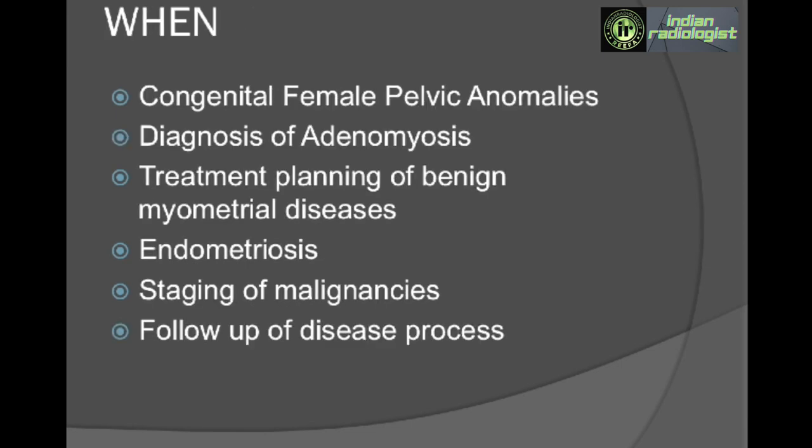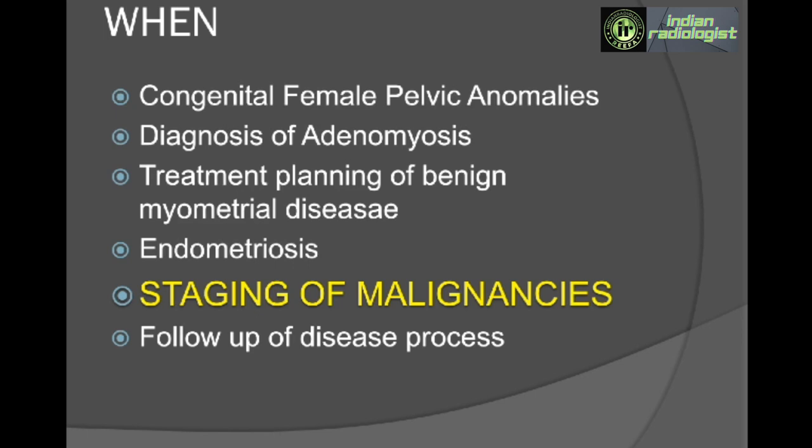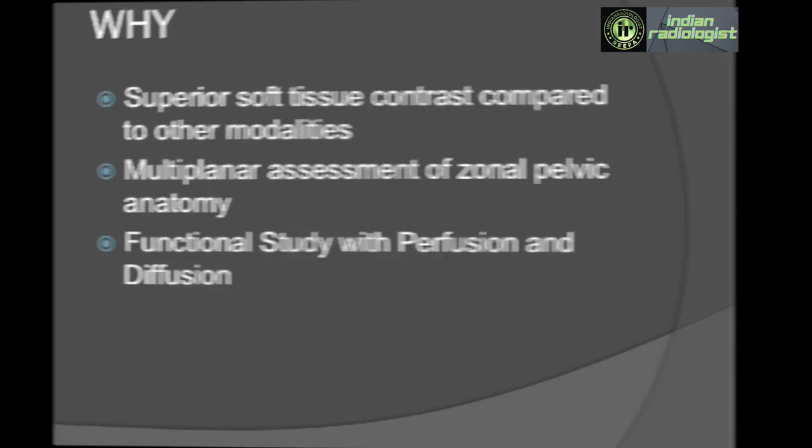In younger women, MRI is performed to assess for any pelvic congenital anomalies. In women of reproductive age group, it is done for diagnosis of adenomyosis, in treatment planning of benign myometrial diseases, endometriosis and its staging of malignancies. This is the mainstay of MRI and follow-up of disease process.